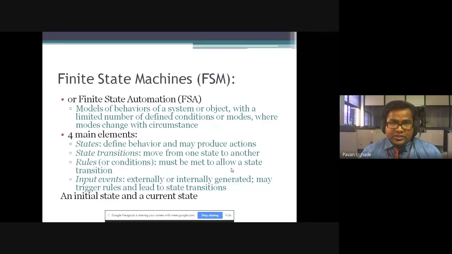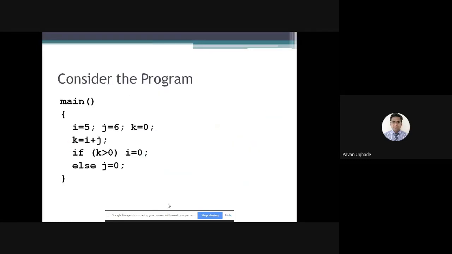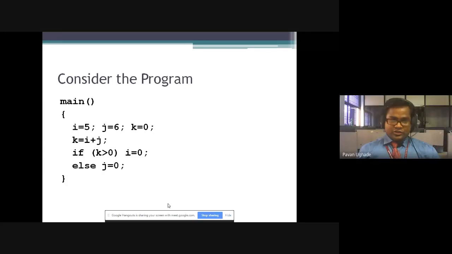Actually it has four very important things: states, state transition, which are certain rules also called transition functions, and input events. We'll be discussing all those things in today's class. Before this, I don't know whether I have explained this to you or not. Did I explain this in class? No, sir. Okay, fine. So let us see how it is useful and how to draw all those things. I'll be explaining over here.